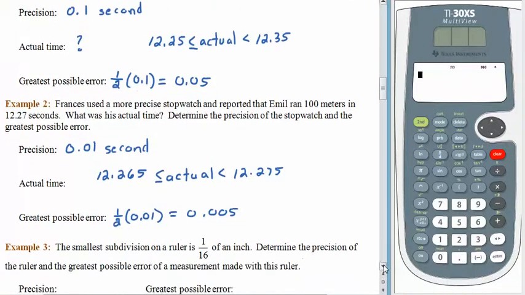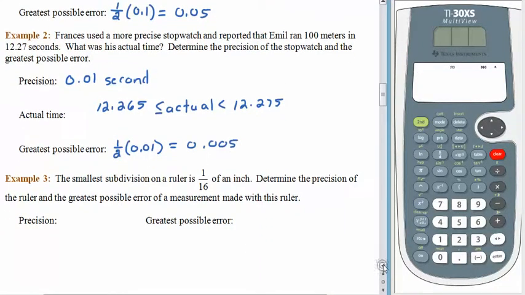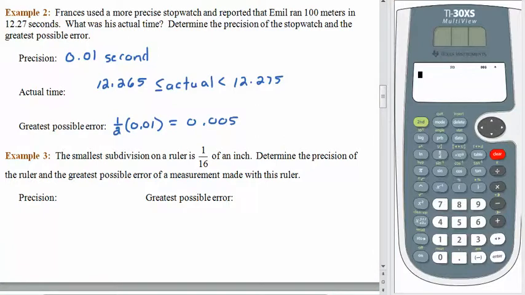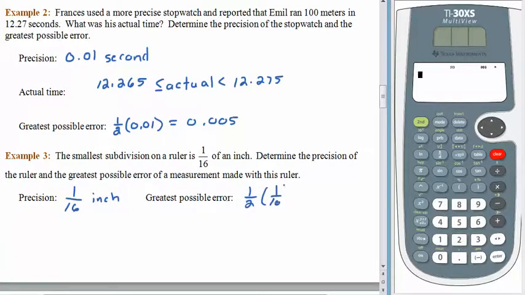If we're working on a ruler, a US ruler that was measuring in inches, we would have different types of subdivisions. They would be fractions. So this ruler has subdivisions of 1/16 of an inch. We use the smallest subdivision possible. That's our precision. The greatest possible error is still 1/2 of that. And hopefully you remember how to multiply fractions, and you know that that's worth 1/32 of an inch.